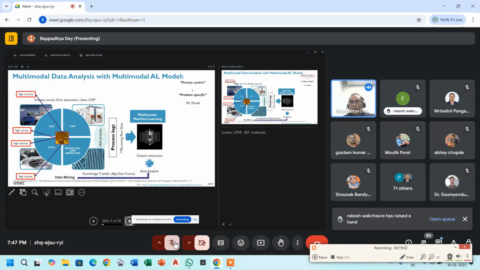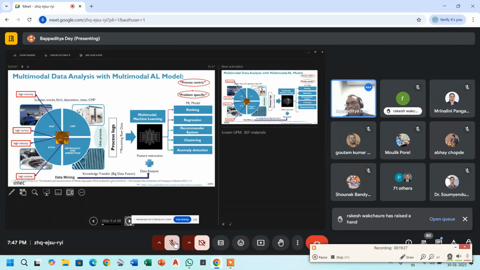Your target specific domain has been said to be a process-centric or problem-specific problem. But if I ask you now, can you tell me what kind of ML model or AI model is suitable for solving this task? So yeah, let's see. It can be a ranking model, a regression model, a recommender system, clustering, anomaly detection, or classification. So these are all the models that you have heard about, right? But in this situation, not only a single model is helpful for you.